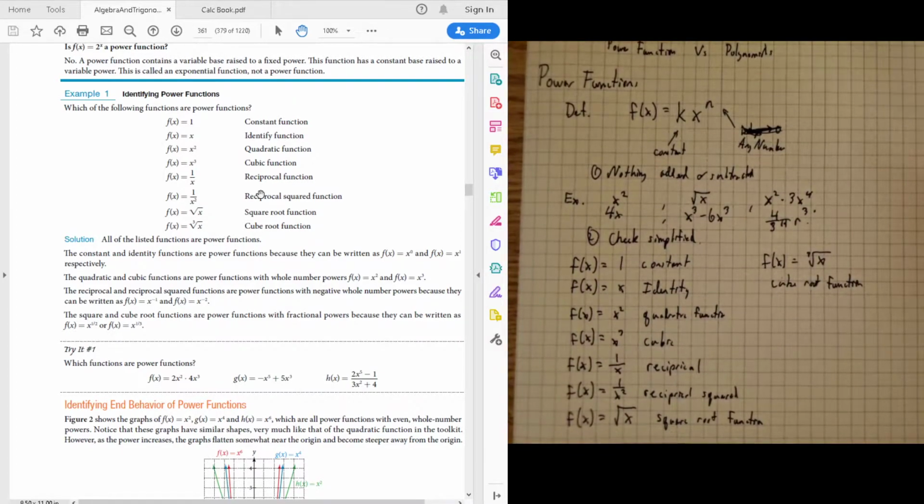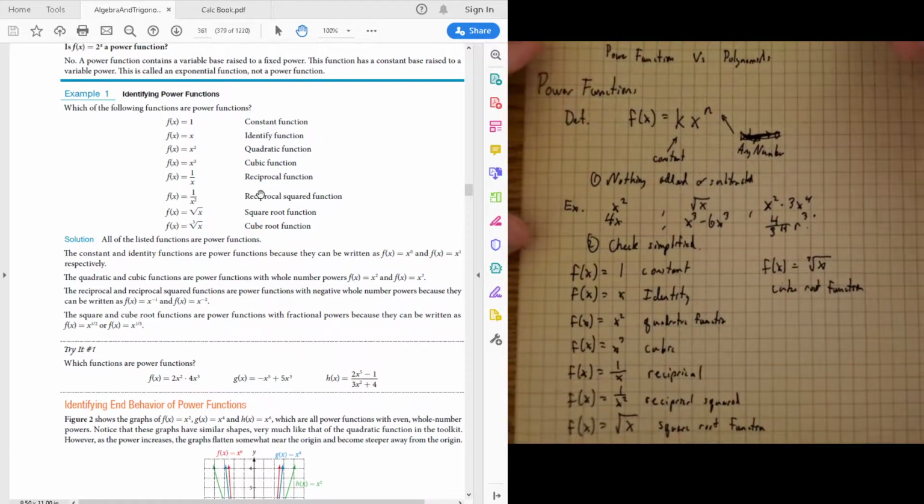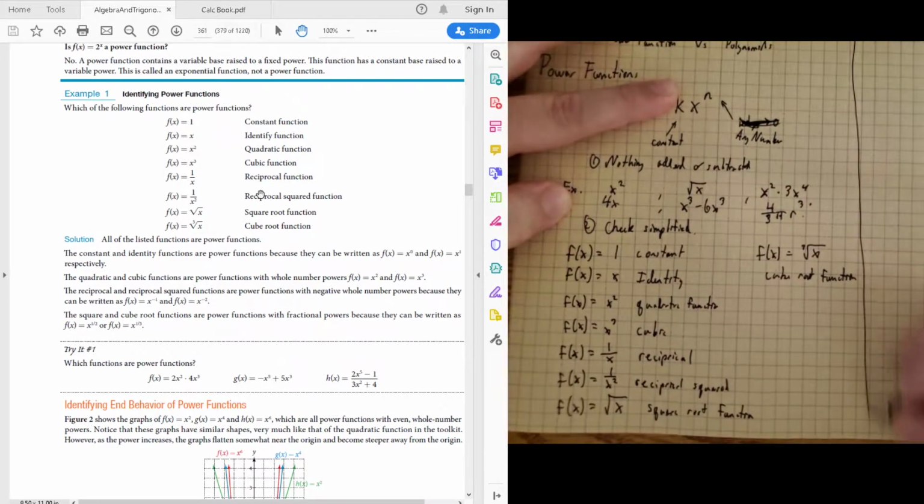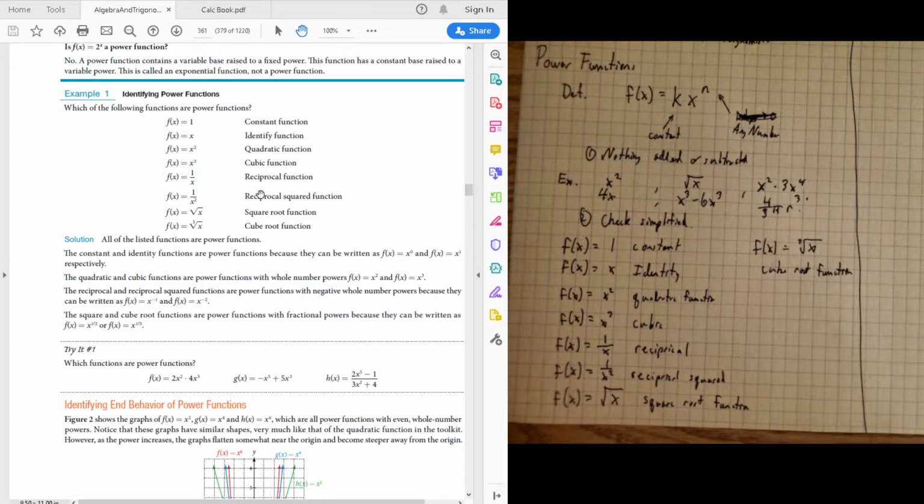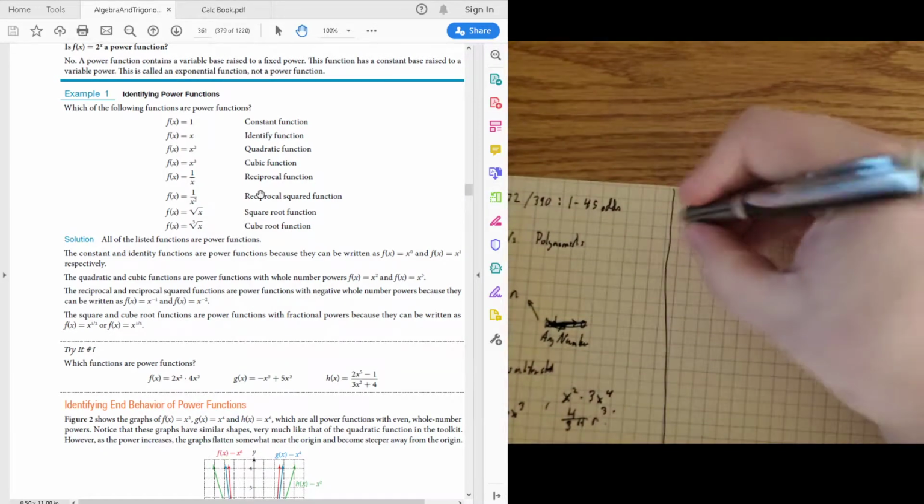Now, why on earth do we talk about power functions? Well, as it turns out, all power functions follow very specific rules. And the rules depend upon what kind of function it is. And the first set of these rules is referred to as end behavior.